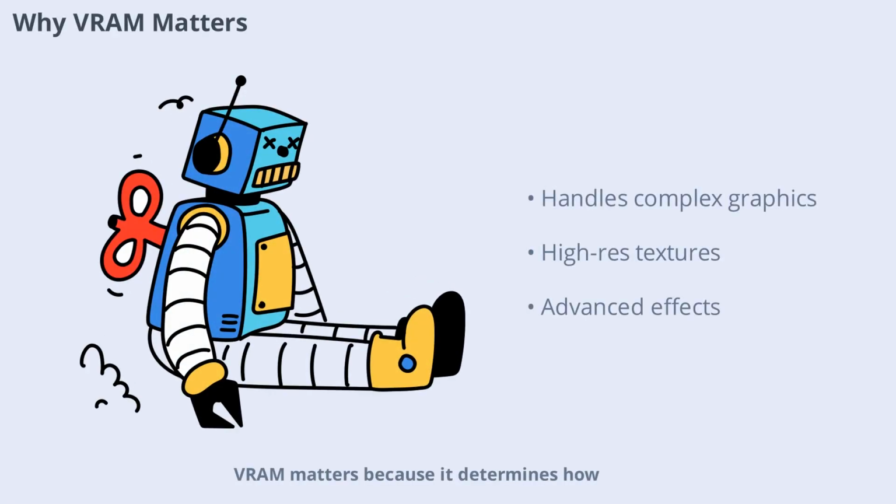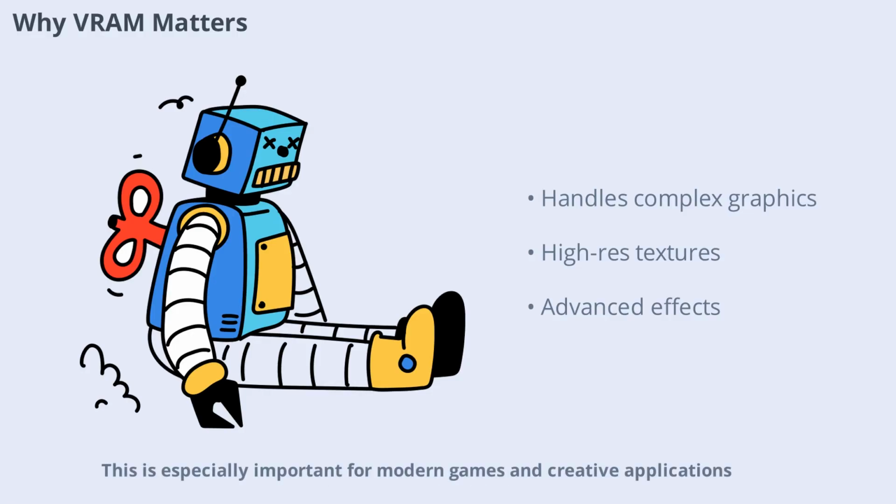VRAM matters because it determines how well your GPU can handle complex graphics. With enough VRAM, you can enjoy high-resolution textures, detailed environments, and advanced effects. This is especially important for modern games and creative applications which require more memory to deliver stunning visuals. If you want the best graphics, VRAM should be a top consideration when choosing a graphics card.